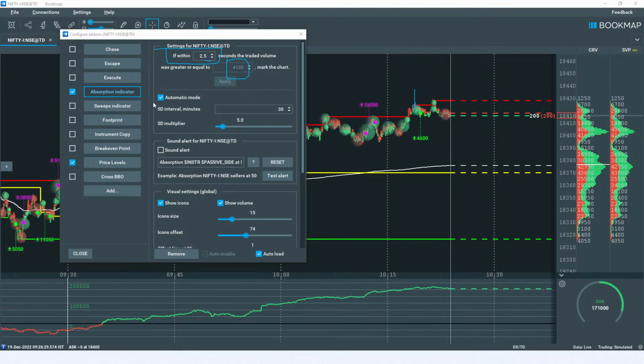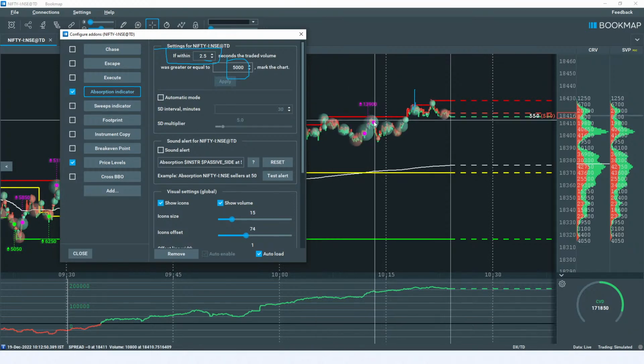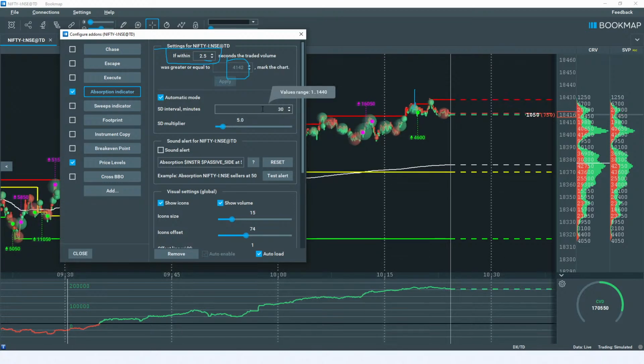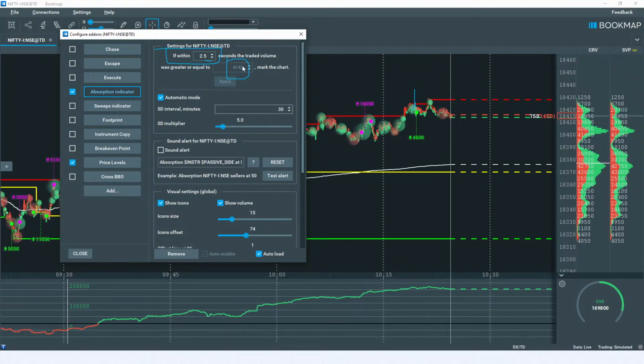All right, so there are two modes on this: automatic mode, which it was in earlier, or you can also do it manually. For example, if I just make it 5,000 quantities, now I can change it. The software will only identify and show us the absorption points where 5,000 quantities got executed within 2.5 seconds. But if I make it automatic, it looks back at the last 30 minutes and multiplies it by 5. For example, if the last 30-minute average transaction quantity is 5, 5 multiplied by 5, how much? 25. So that number will be automatically inputted into this particular setting.